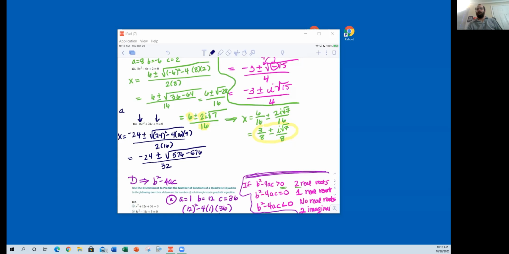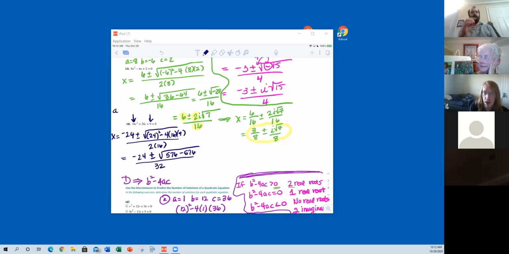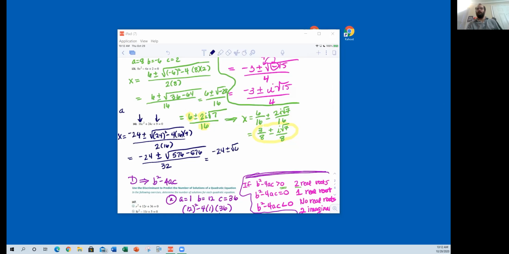So you see what happens? We're going to get a square root of 0, right? And the square root of 0 is just 0. So that's why we wind up with just one real root.